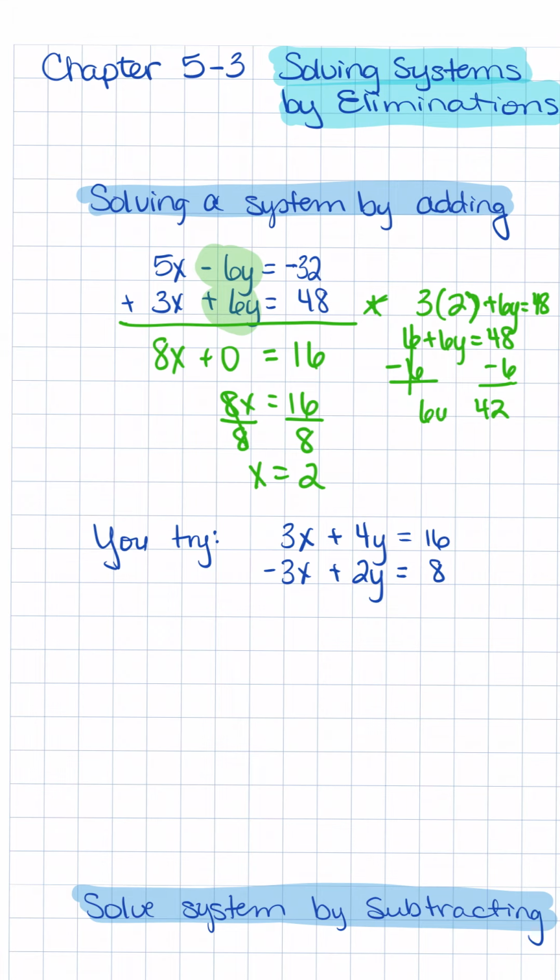So now we have 6y equals 42. 6 times y is being multiplied. The opposite of multiplying is dividing. Divide both sides by 6. y equals 7. So the solution is x equals 2, y equals 7.